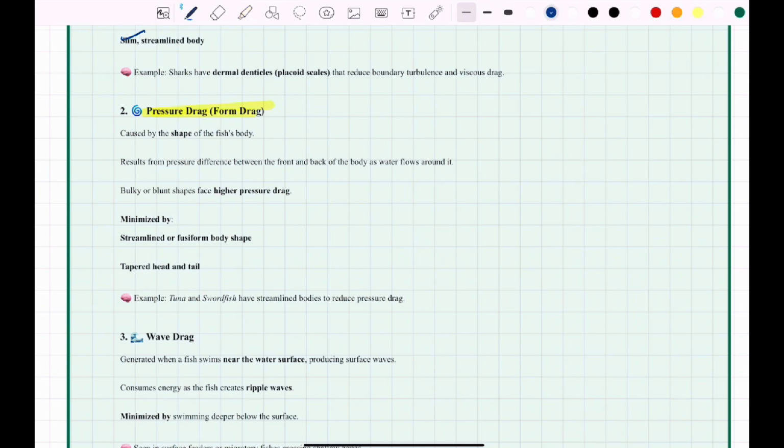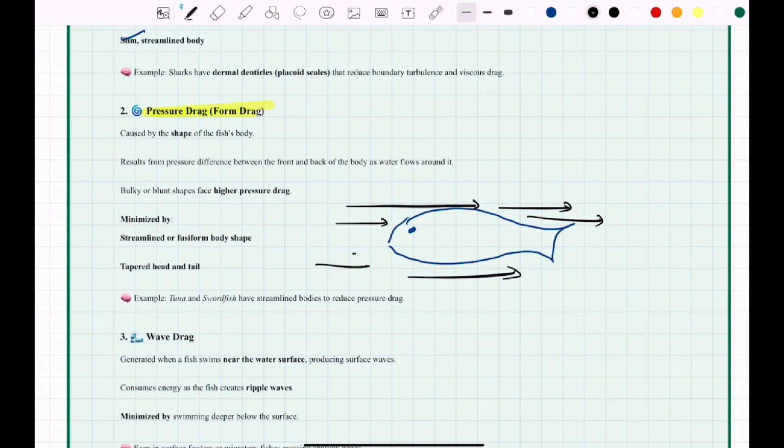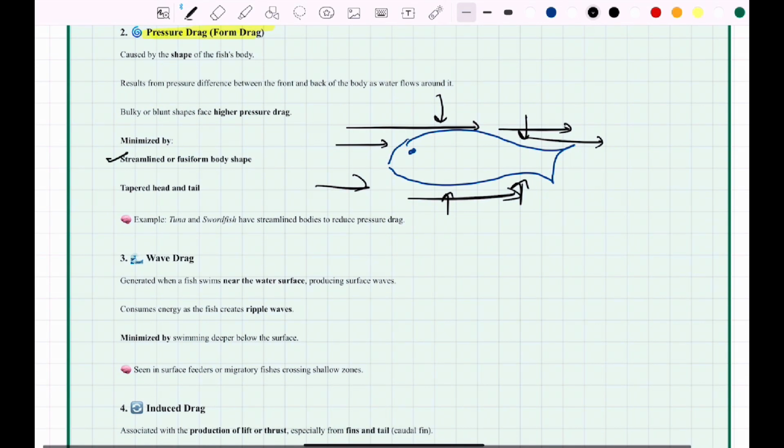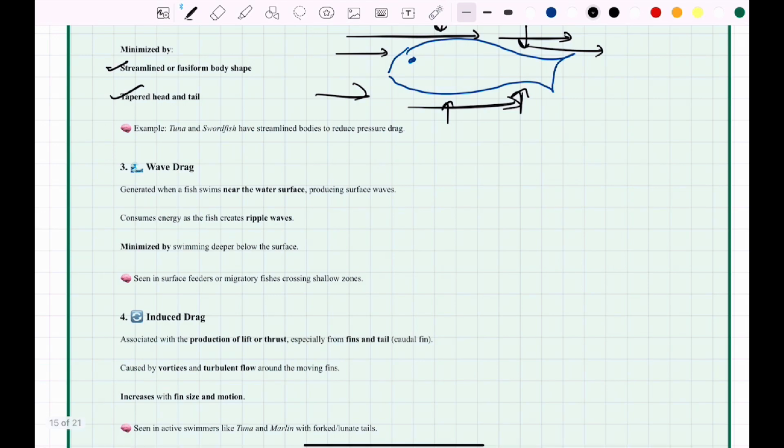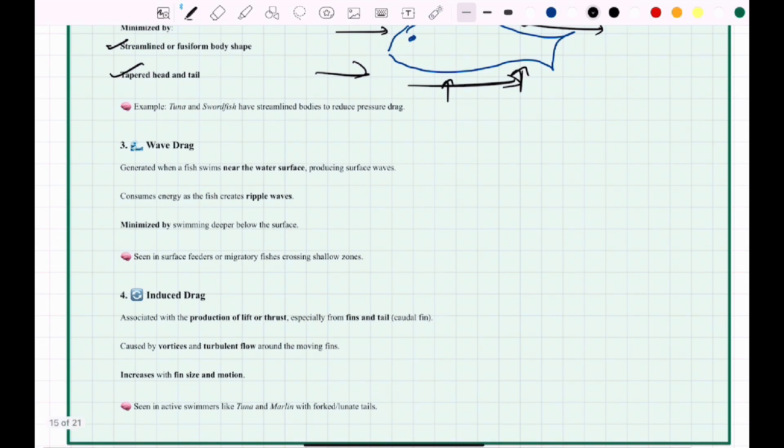It results from the pressure between the front and the back of the body as the water flows across it. So for example, this is your fish, and the water will move across the body. It will create a pressure on the body. So this is the pressure drag, and it is minimized by the streamlined or fusiform body and tapered head and tail. And you will see that the tuna and swordfish have streamlined bodies in order to reduce the pressure drag.